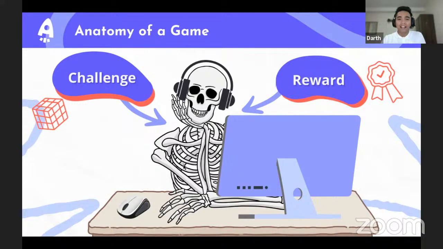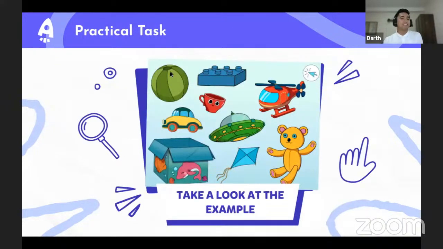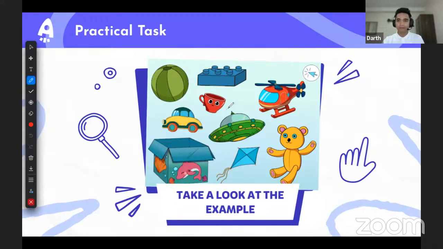Now, let's take a look at an example of a game. Let's have a role play. All right, Sabina is my student. Okay, Sabina. Circle red. Circle blue. Try again.